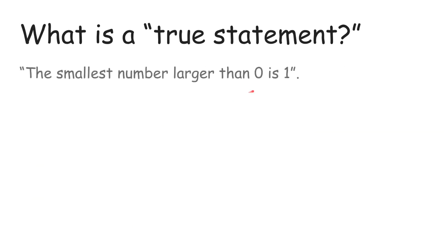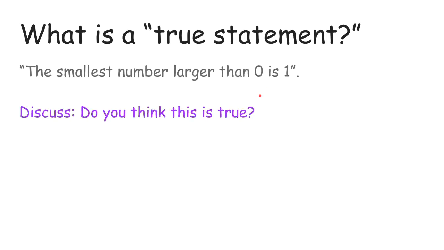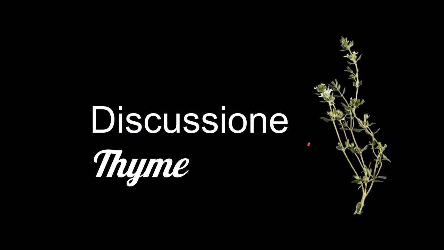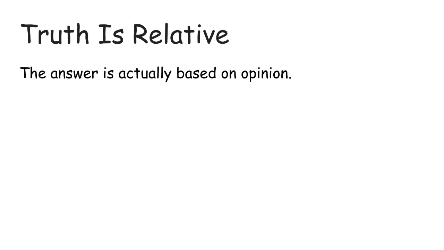The smallest number larger than 0 is 1. Is this true or false? Now, at this point, we'd normally have a discussion time, but we're not in a group of people. You're just sitting at home, presumably, watching this video. So what I'd like to do is ask you to think about it. Is this true? Is the smallest number larger than 0, 1? So now you can think about it. I'll let you pause the video now. All right, now that you've thought about it, we're moving on.